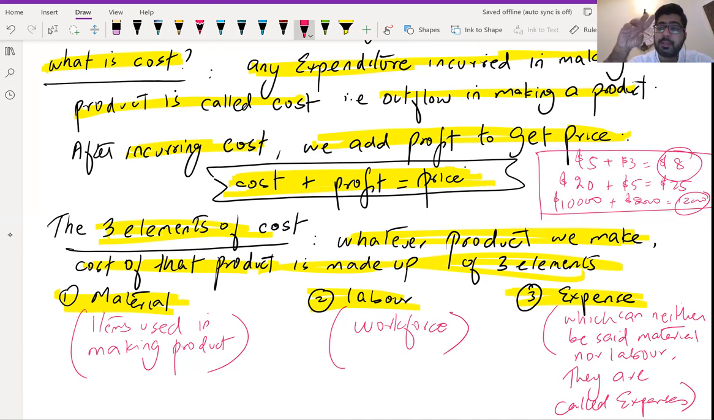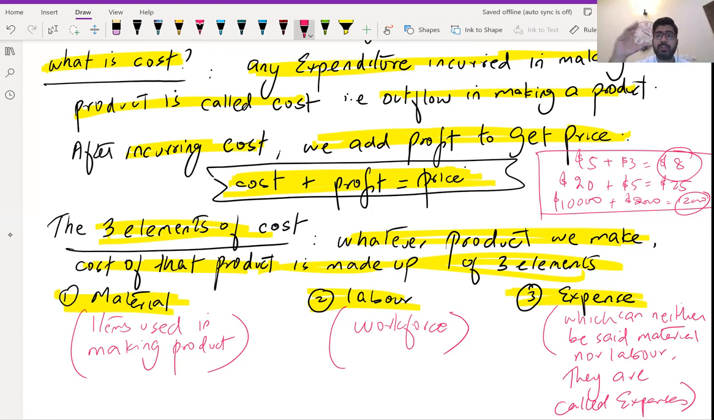And in making table, do you think some electricity and stuff like that came? Yes. So whatever wood was used, we call it material. Whatever labor did, we call it labor. Workers did, we call it labor. Okay. But electricity expense came. So can you say electricity is my material? No. Can you say electricity is my labor? No. So anything which is neither material nor labor is called expense.